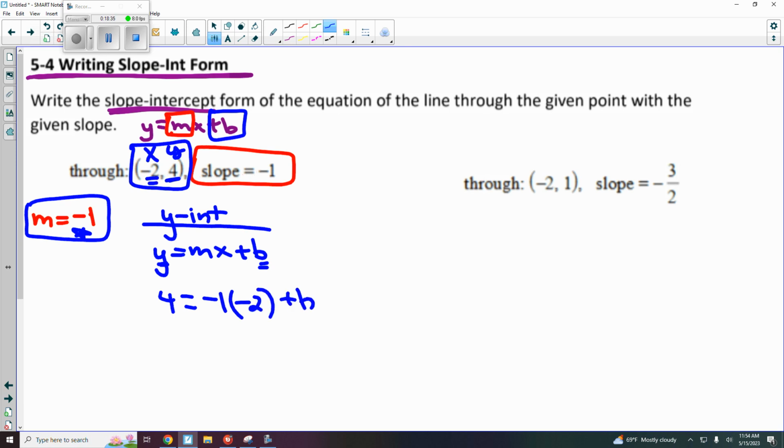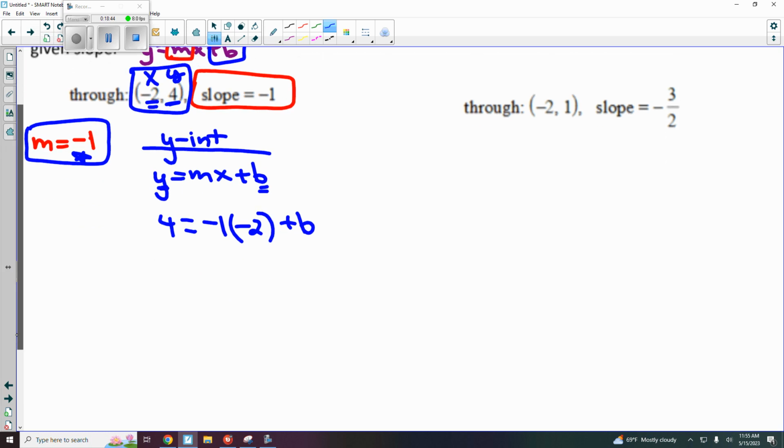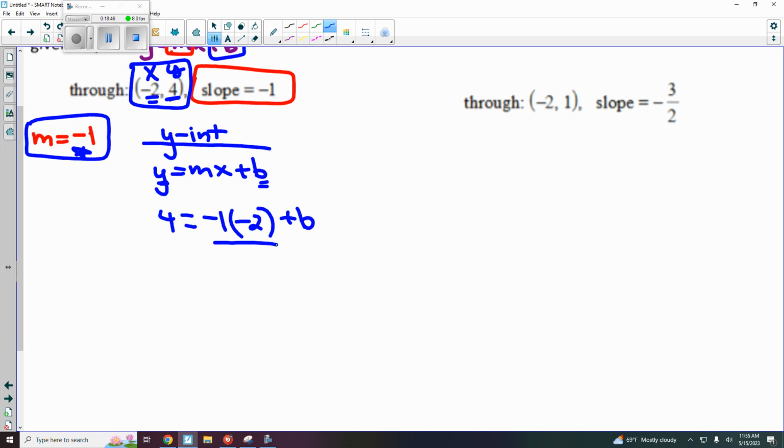and then plus b. And then from here, these next steps are identical for every single thing we do in 5-4, 5-6, and 5-7. We multiply, so negative 1 times negative 2 makes a positive 2, so 4 equals positive 2 plus b. And now if it's a positive 2, how do I get rid of it? Minus 2. You got it. So minus 2, 4 minus 2 is 2, equals, these 2's cancel, b.